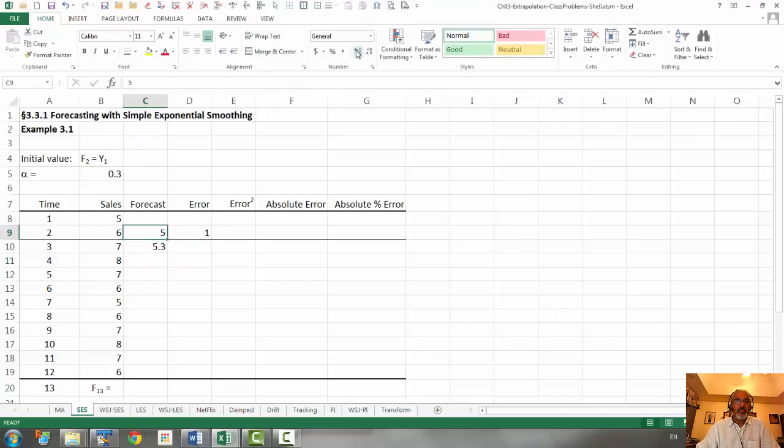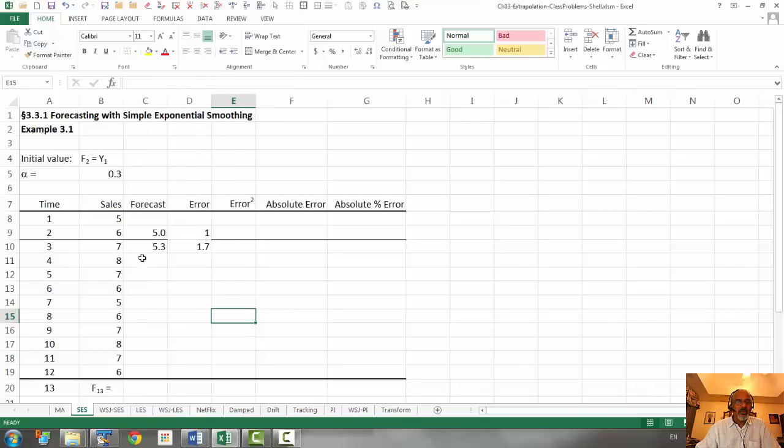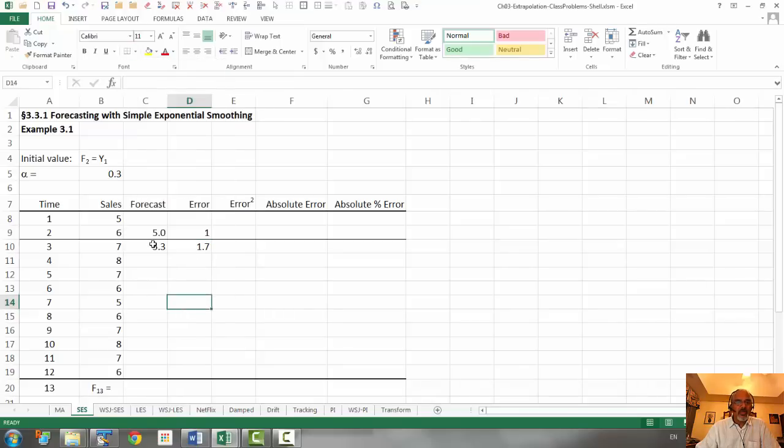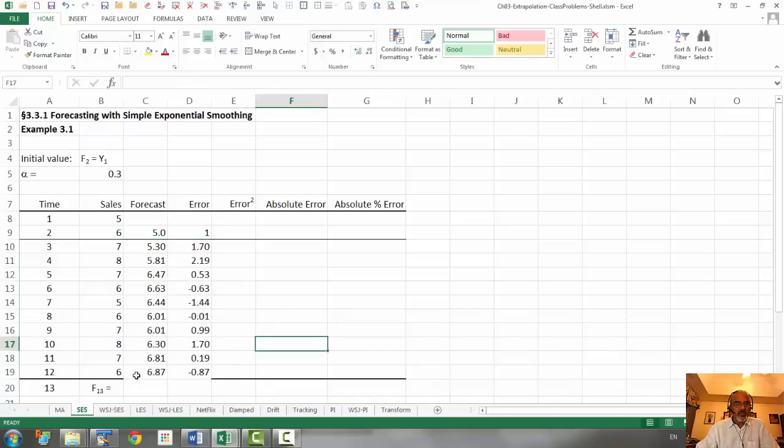So now we copy that error down here. Now let's get rid of the underline. We don't want that. Okay, well, we want the underline there. Put that back. So now we copy these two all the way down. Let's format these numbers to say 2 decimal places. Put the border back.